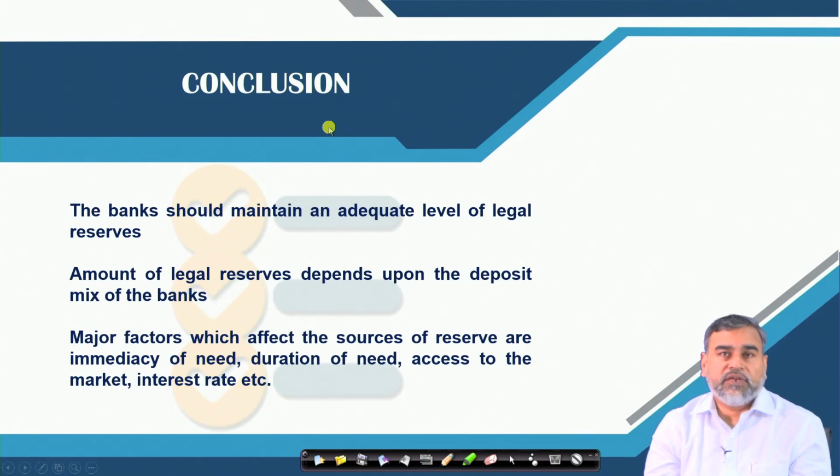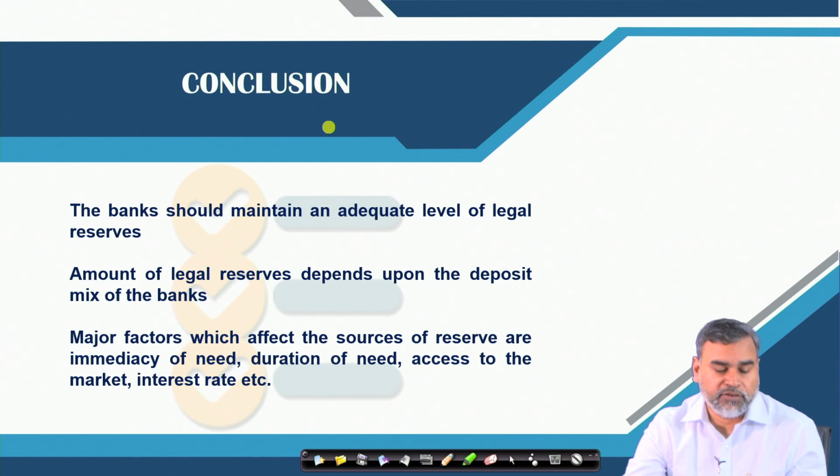So, here what have we seen? We have seen that the bank should maintain an adequate level of legal reserve, and the amount of legal reserve depends upon the deposit mix of the banks. The major factors which affect the sources of reserves are immediacy of the need, duration of the need, access to the market, interest rate, and the cost associated with the alternative sources of funds. So, these are the different factors which affect the source of the reserves.